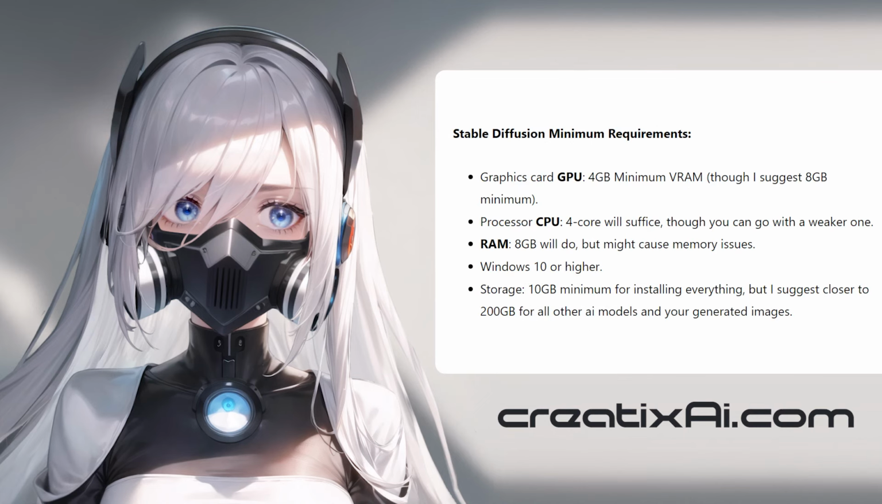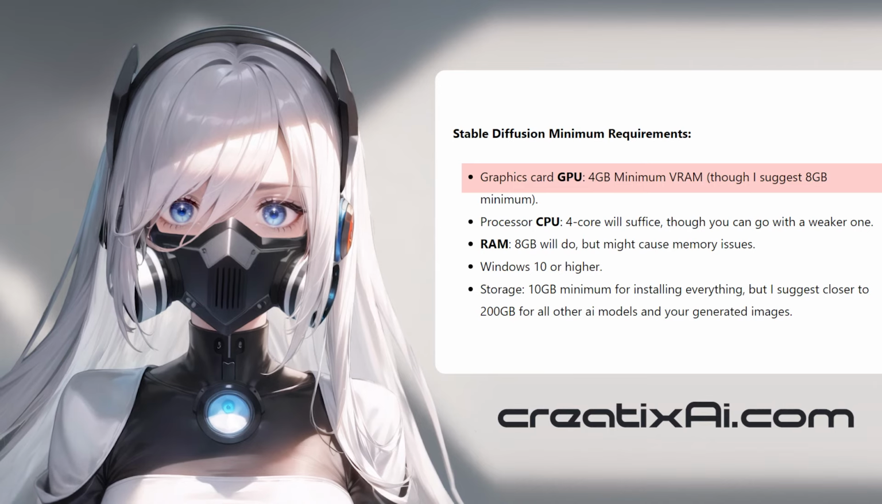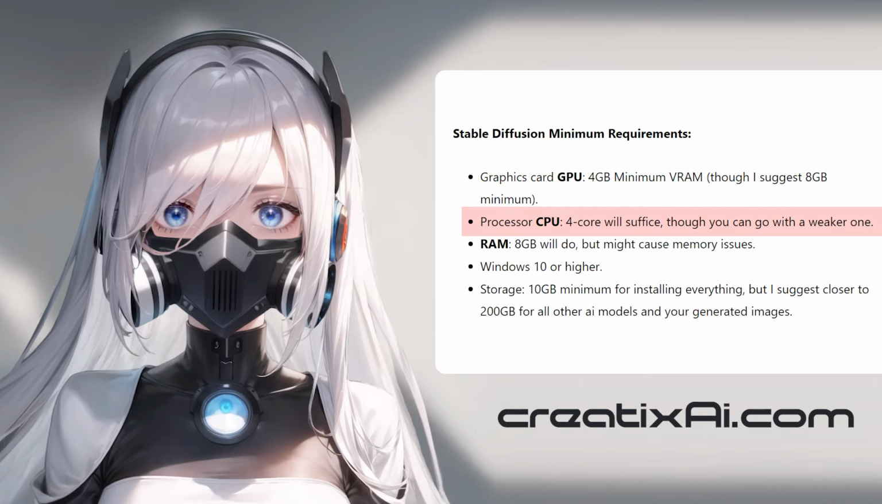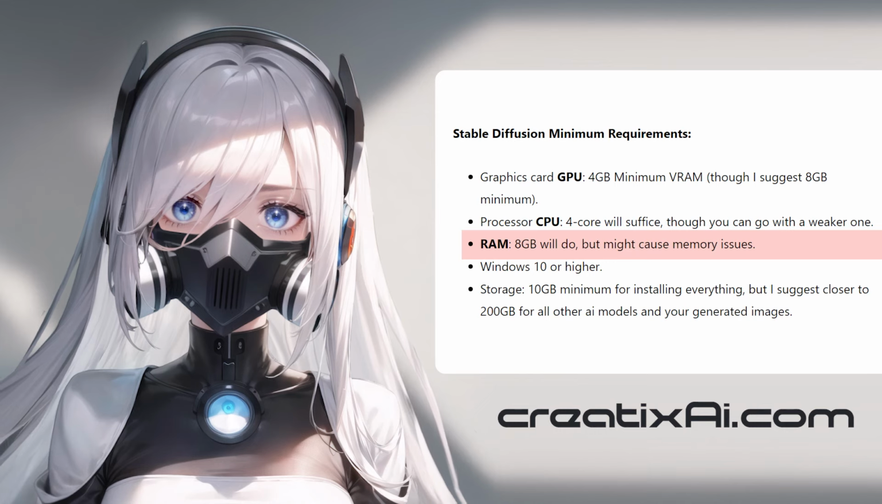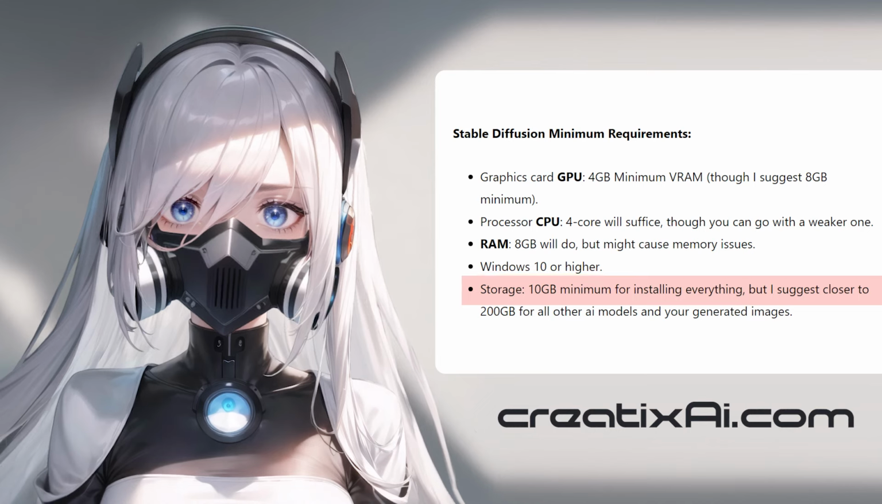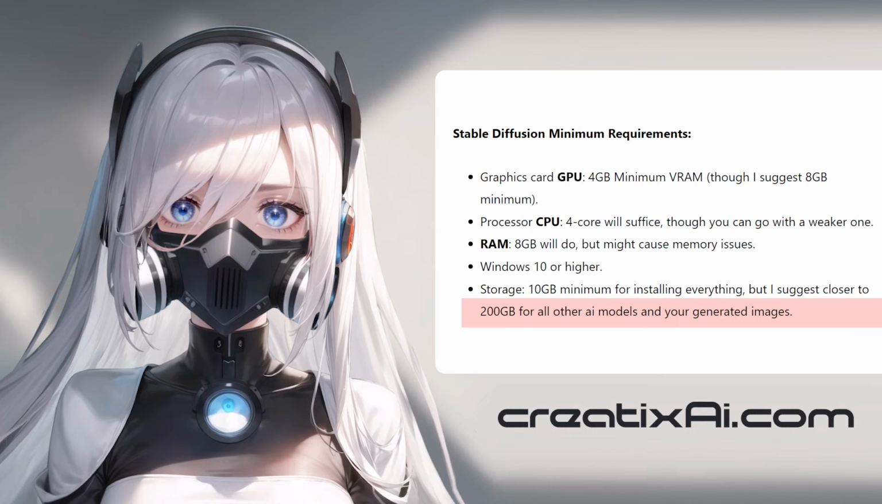So these are the basic Stable Diffusion minimum requirements. Graphics card GPU, 4 GB minimum VRAM, though I suggest 8 GB at minimum for better performance. Processor CPU, 4-core will suffice, though you can go with a weaker one as well. RAM, 8 GB will do, but might cause memory issues. You need Windows 10 or higher. And for storage, 10 GB minimum for installing everything, but I suggest closer to 200 for all the AI models and for your generated images.